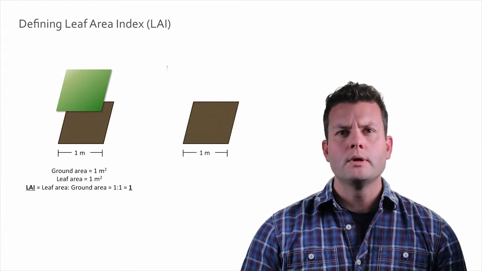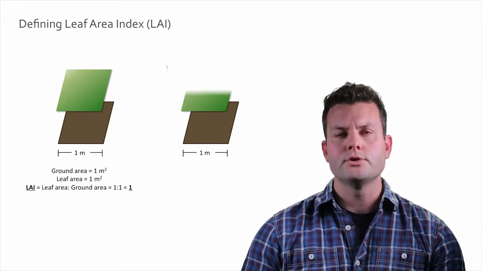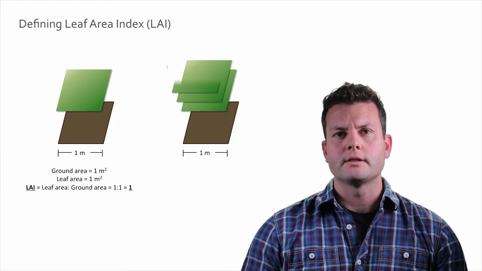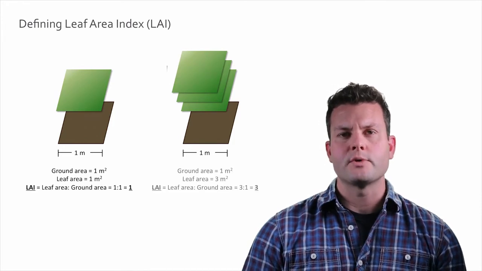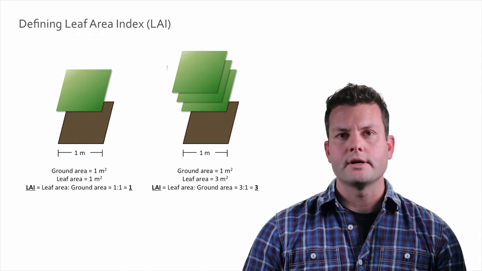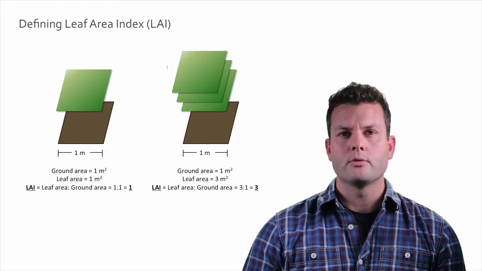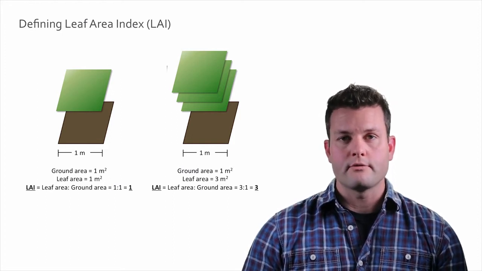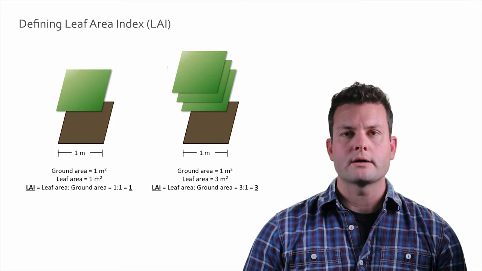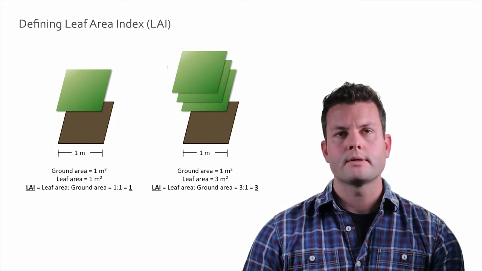One more example. Imagine that we had that same plot, but this time we had 1, 2, 3 leaf layers. So in this case, we have 1 square meter of ground area and 3 square meters of leaf area, giving us a leaf area to ground area ratio of 3:1, meaning that LAI would equal 3. So fairly straightforward. LAI is not all that complex of a concept to understand, and this is what we're working with.